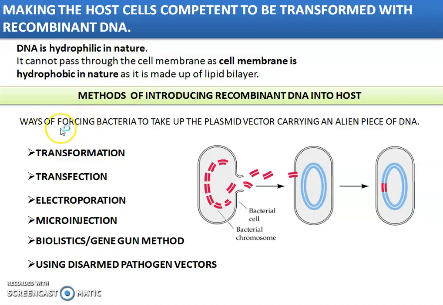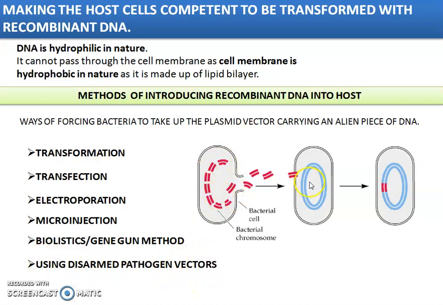So what are those ways of forcing a bacteria to take up the plasmid vector, which is having your alien piece of DNA, the desirable DNA? The methods are transformation, transfection, electroporation, microinjection, biolistics, also known as the gene gun method, and we also have a vector mediated method, like using a disarmed pathogen, as we have discussed in the Ti plasmid, this last one. Still I'll be briefing it here.